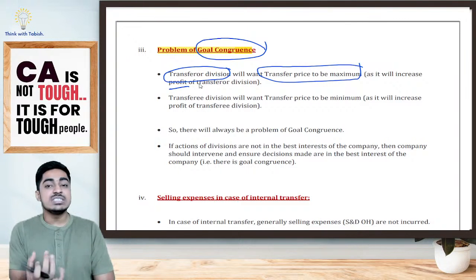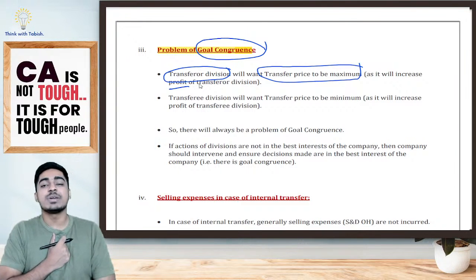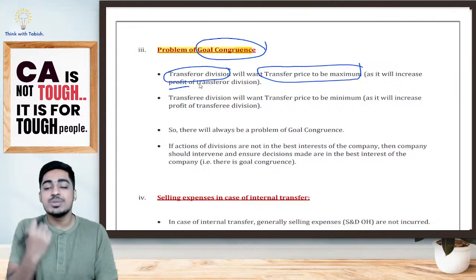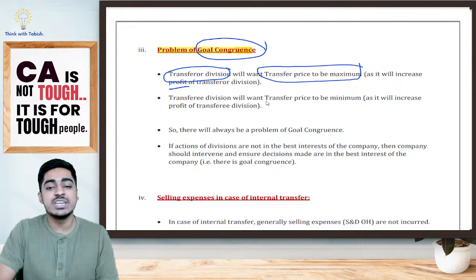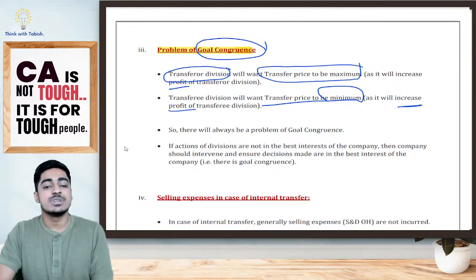The transferee is the person who is receiving the goods. Suppose you are a purchaser, you want to purchase the goods. Do you want the purchase price to be maximum or minimum? You want the price to be minimum. So the transferee division wants the transfer price to be minimum, because the lower the transfer price, the lower the purchase price, and the higher the profit of the transferee division.